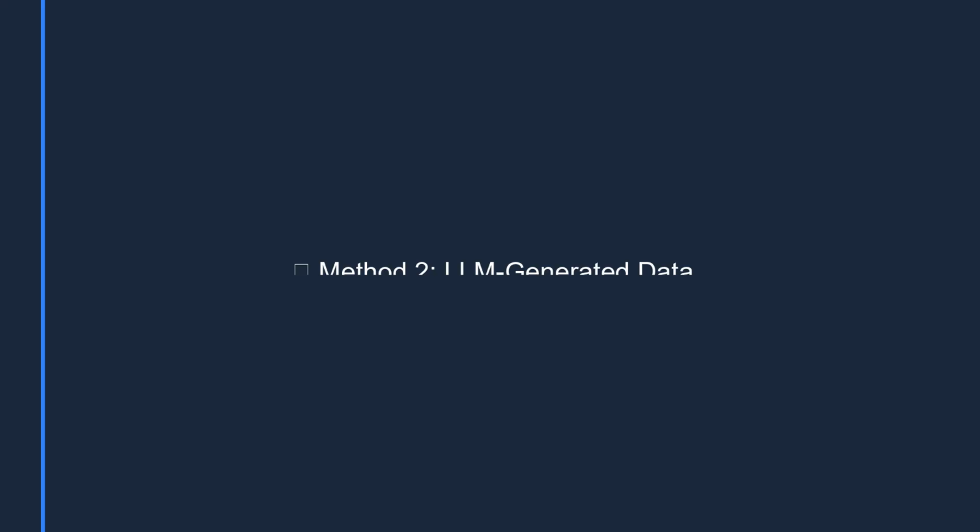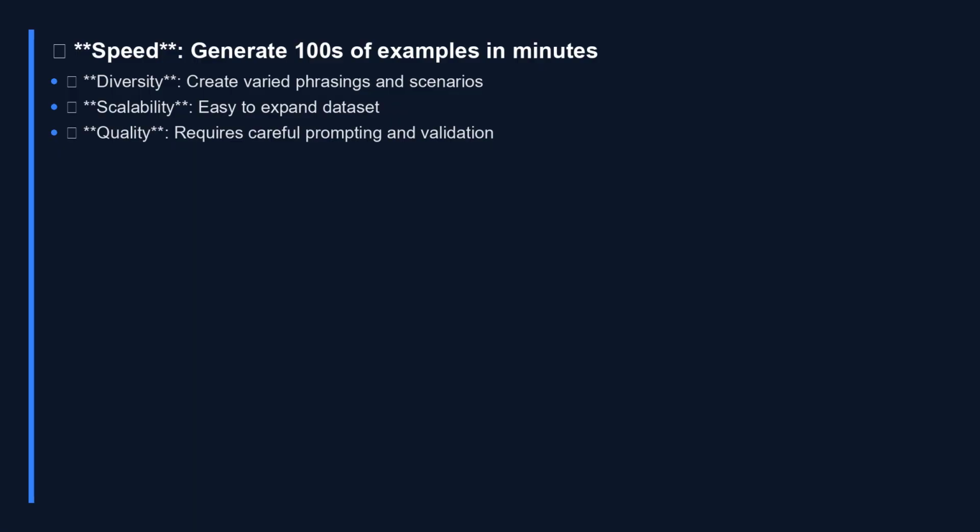Method 2. LLM generated data. The core appeal of LLM generated data is speed and scale. You can generate hundreds of examples in minutes, and because you're prompting a language model, you get natural variation in phrasing and scenario framing automatically.